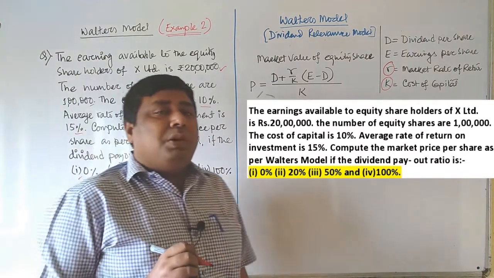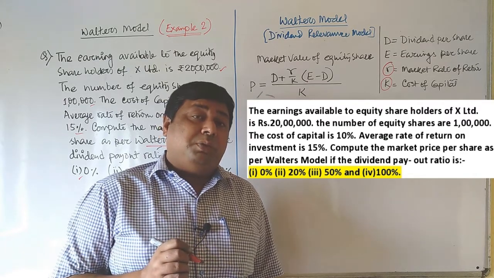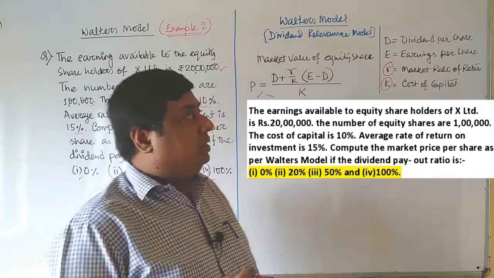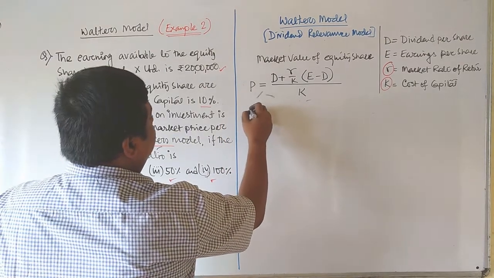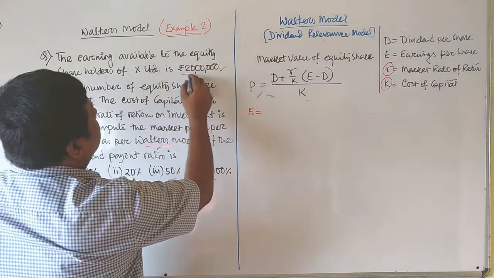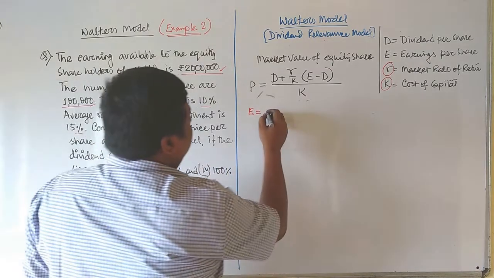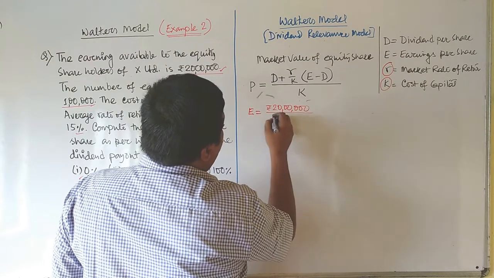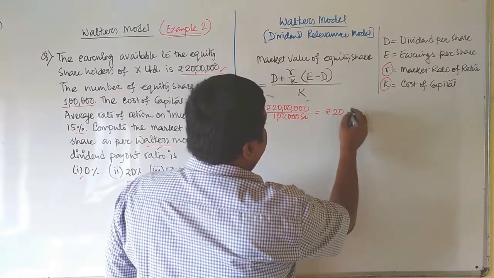For each specific dividend payout ratio available to us, we are going to calculate the market value per share as per Walter's model depending upon 4 specific conditions. Let me jot down the data at first. First, we must write over here E, that is earnings per share. How to get that earnings per share? Remember, total earnings available to the company is 20 lakhs and the number of shares available is 1 lakh. Then earnings per share should be rupees 20 lakhs divided by 1 lakh, which is rupees 20.